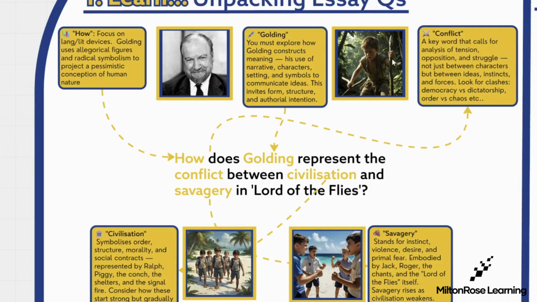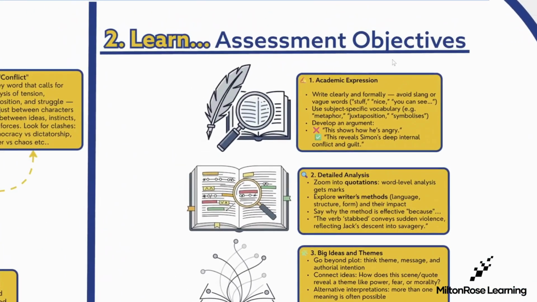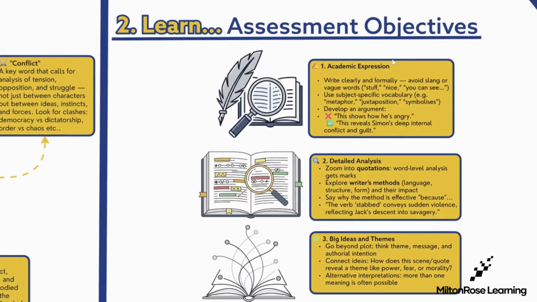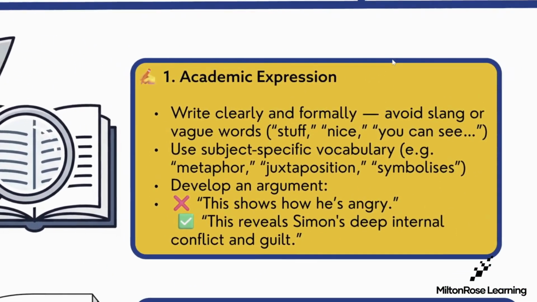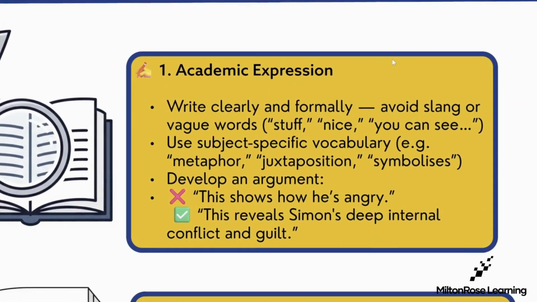Then the second one is assessment objectives. Your teacher does not mark your work blind, and the examiner definitely doesn't mark your work blind. They have assessment objectives. They have targets that you need to hit, and hit really well, if you want to get the marks on Lord of the Flies. The assessment objectives change over time and between exam boards, but generally it's always the same kind of game that you're playing. These are the broad assessment objectives that you are always going to be trying to hit with Lord of the Flies.